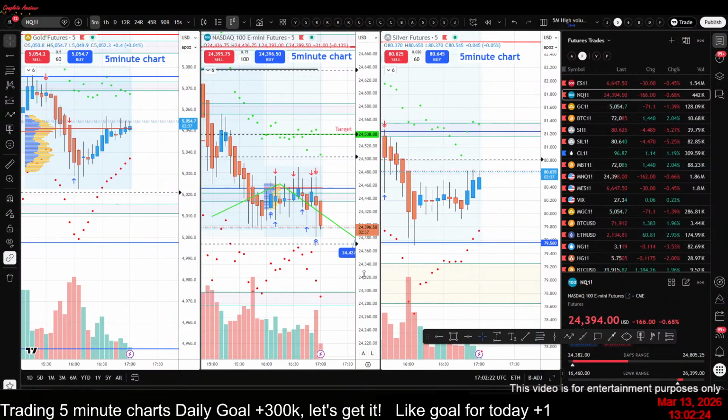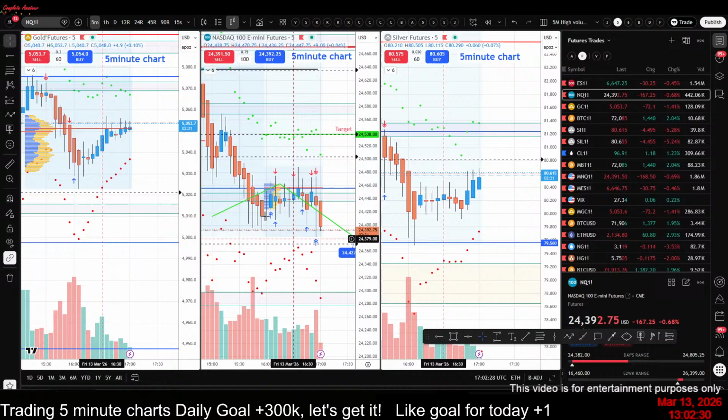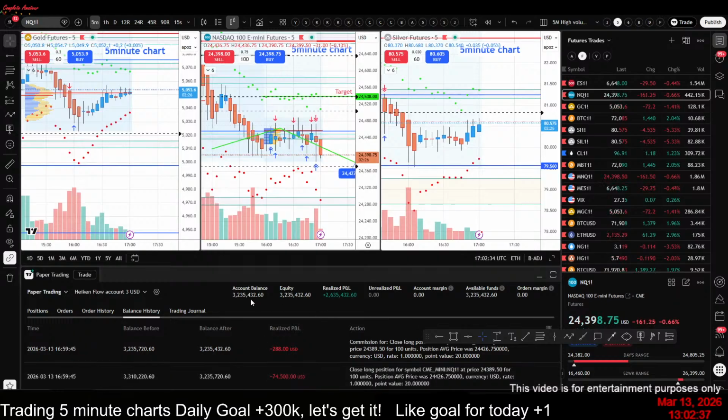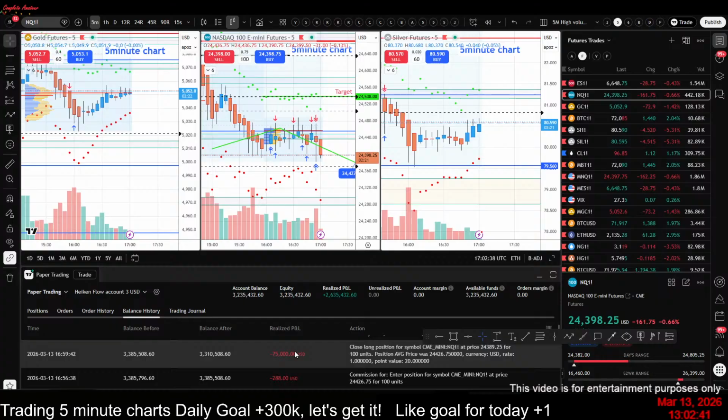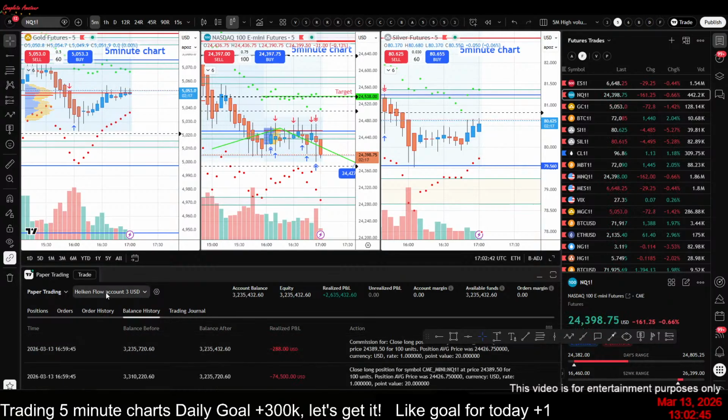Auction market theory, yep, 100%. Oh, this is going to get to the 820. These markets have been correlated. I'm surprised I was stopped out here. So I've given a little bit back. 74 and 75. So I've given a little bit back.